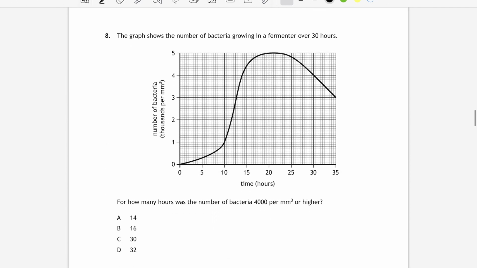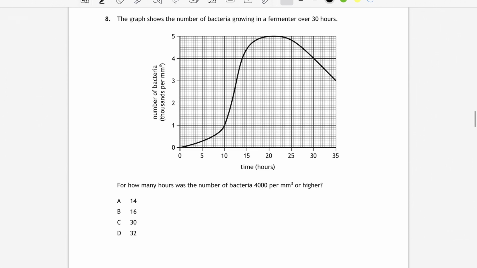Moving on to number 8. The graph shows the number of bacteria growing in a fermenter over 30 hours. For how many hours was the number of bacteria 4,000 per millimeter cubed or higher? Okay, so you can pause the video here. If you need to use a calculator, feel free, and we'll see how you get on.